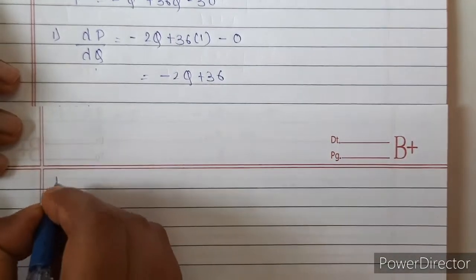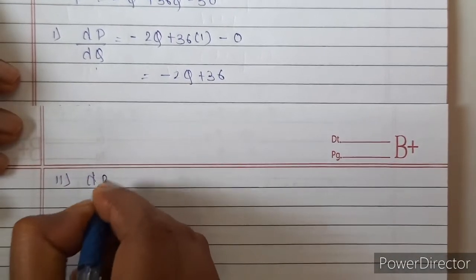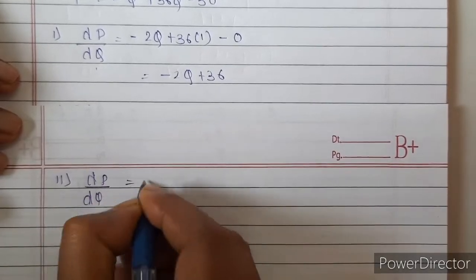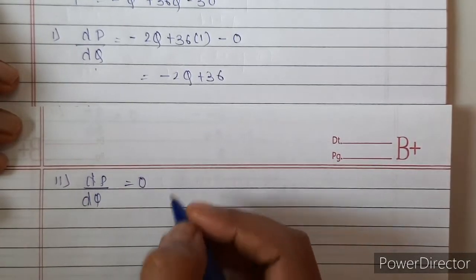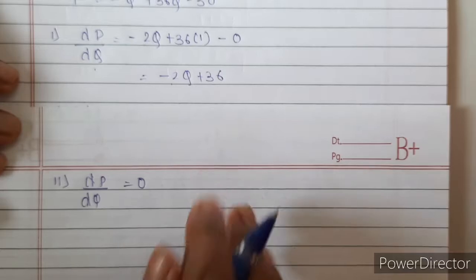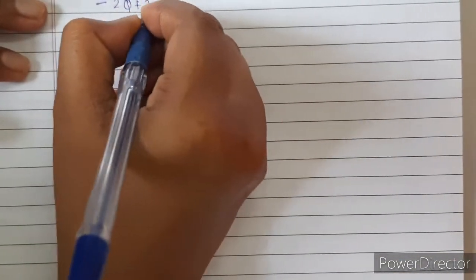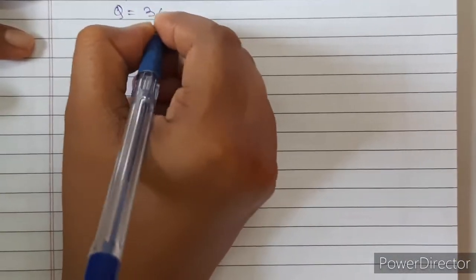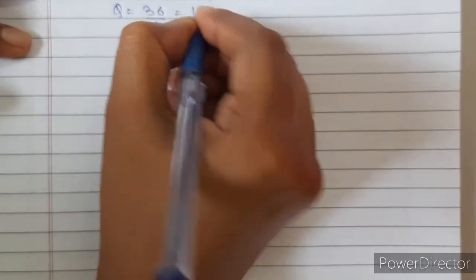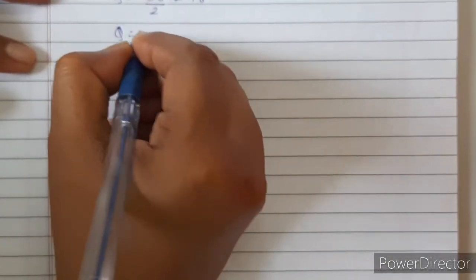Now what is our second step? We have to equate this first derivative to 0 and find the value of Q. So minus 2Q plus 36 equals 0. So we can write this as Q equals 36 by 2, which equals 18. So the output in this case is 18.